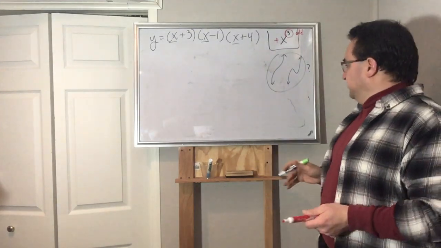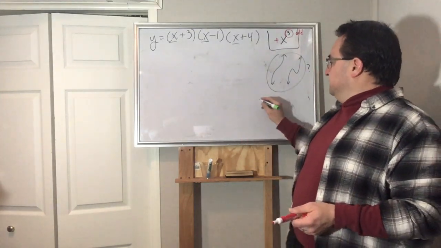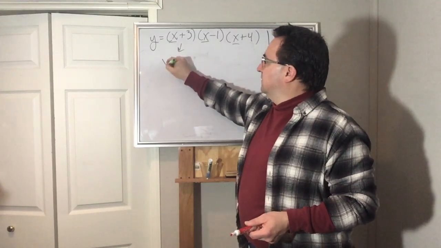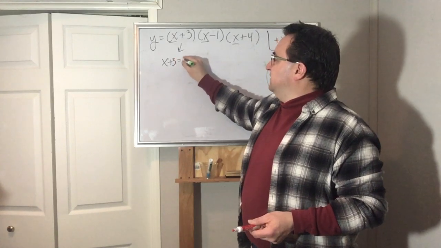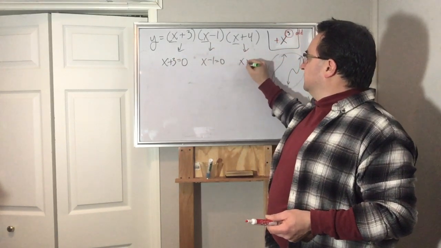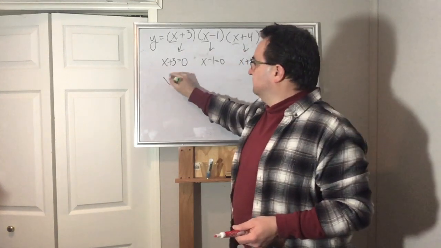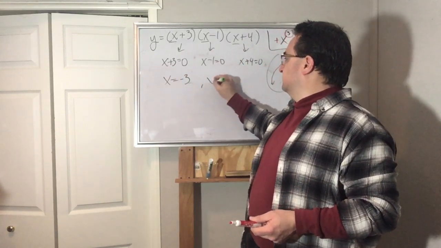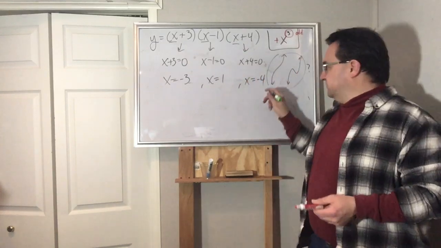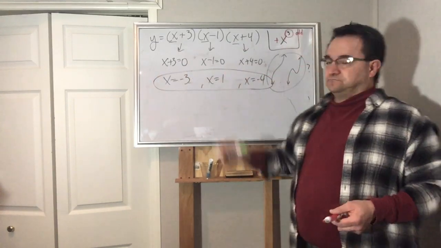Now, there's something called zeros. So for zeros, what I'm going to do is set each one of these factors equal to 0. That's why they're called zeros. And I get these 3 zeros.